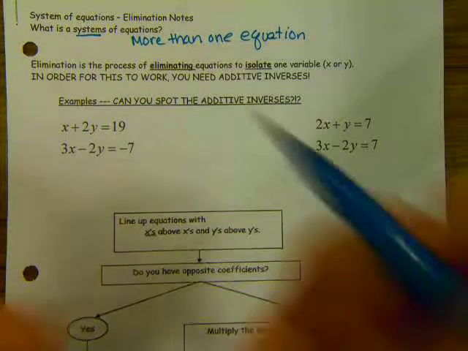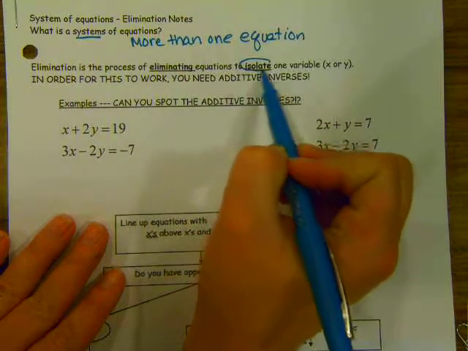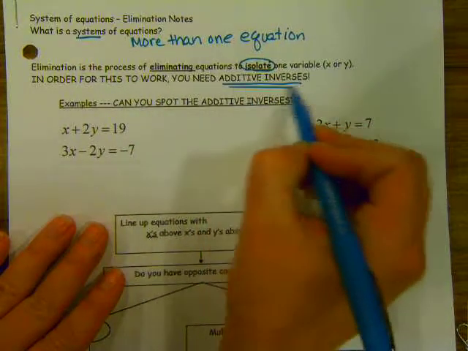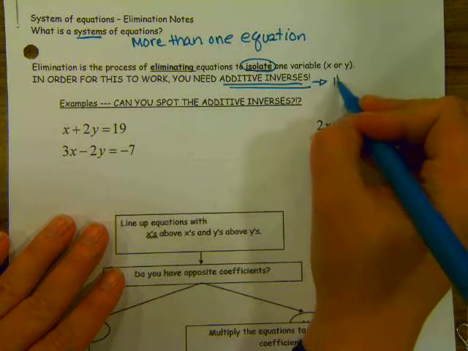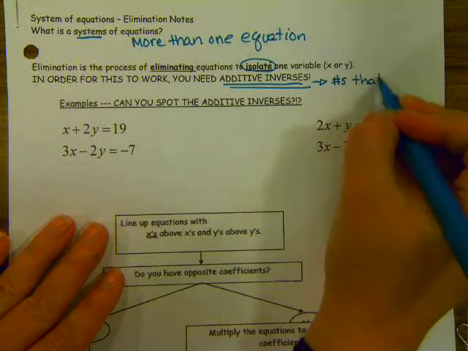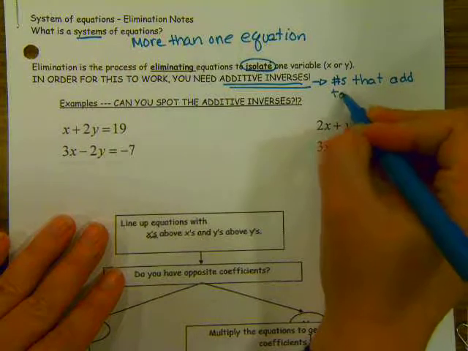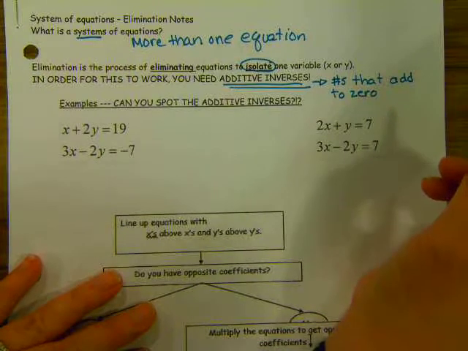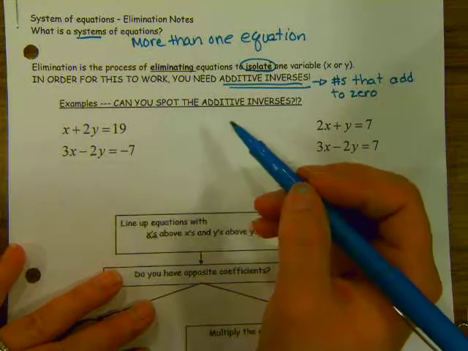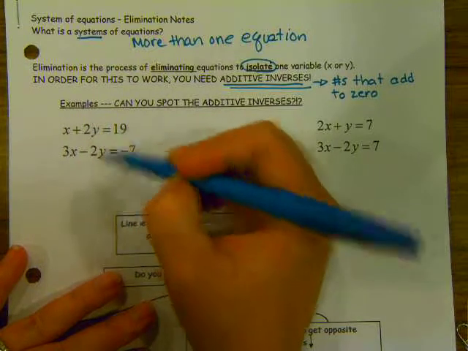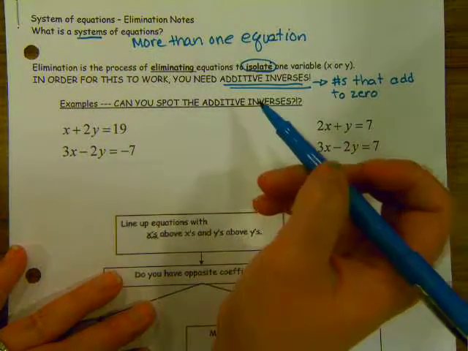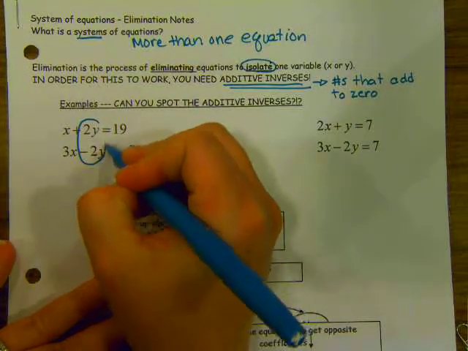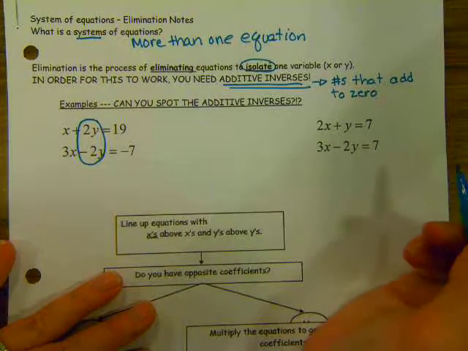Elimination is the process of eliminating equations by isolating one variable, so x or y. In order for this to work, though, you need additive inverses, which are numbers that add to 0. So basically opposite numbers. You'll want to use this method when you have the x's lined up, the y's lined up, and the numbers back in standard form. The question is, first, can you spot additive inverses? Here, just circle this. Those are additive inverses, so elimination would be a good method.